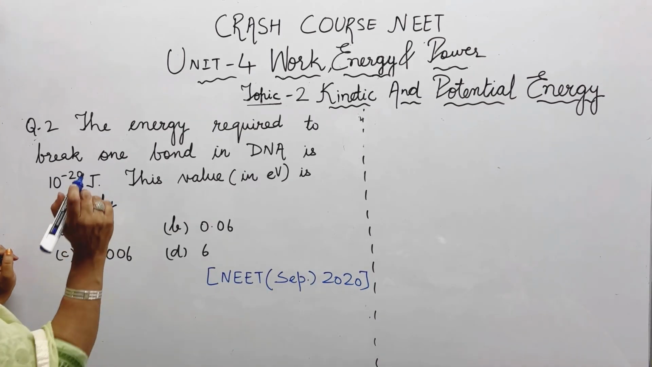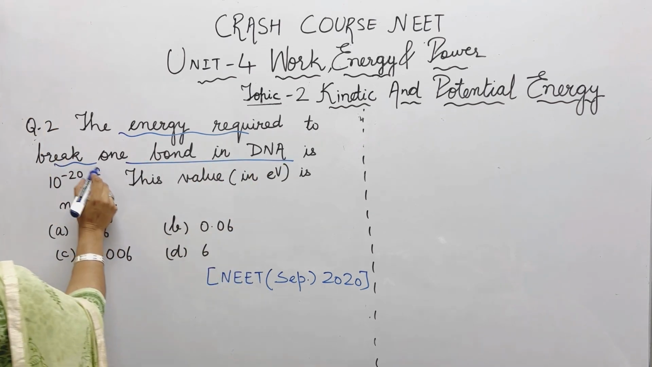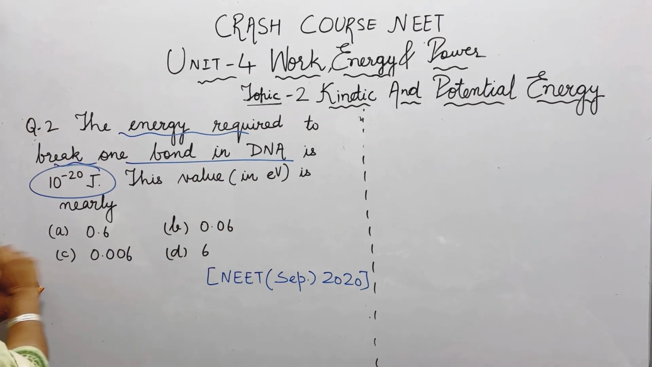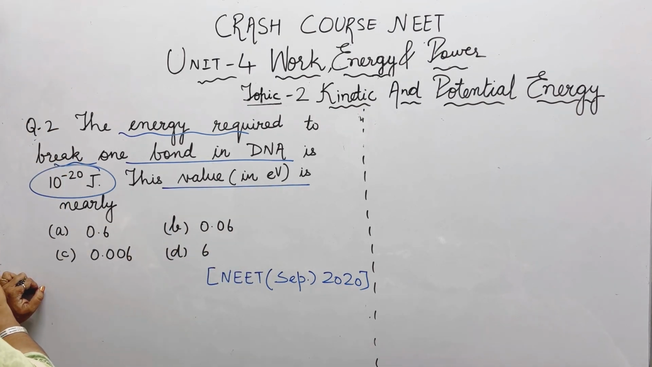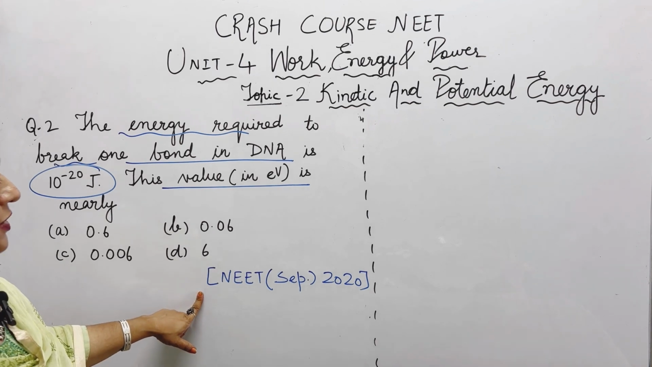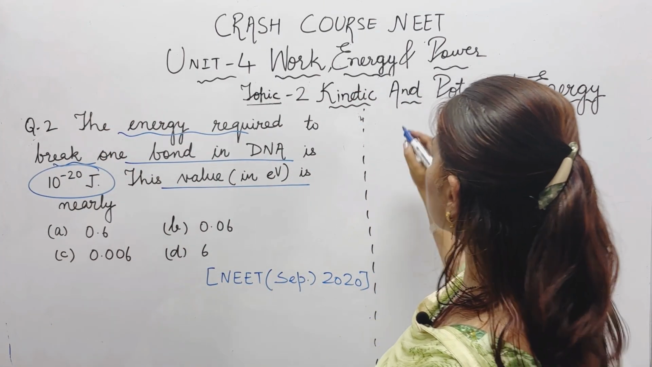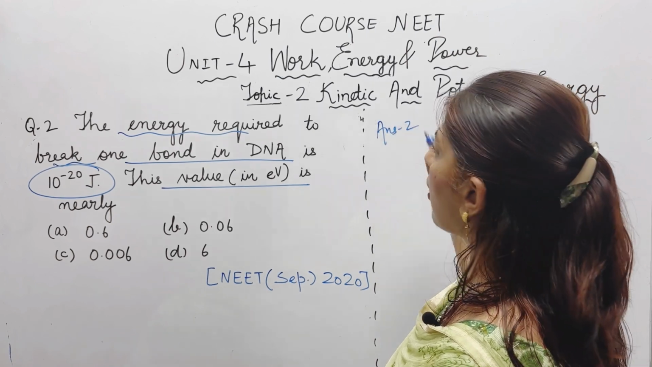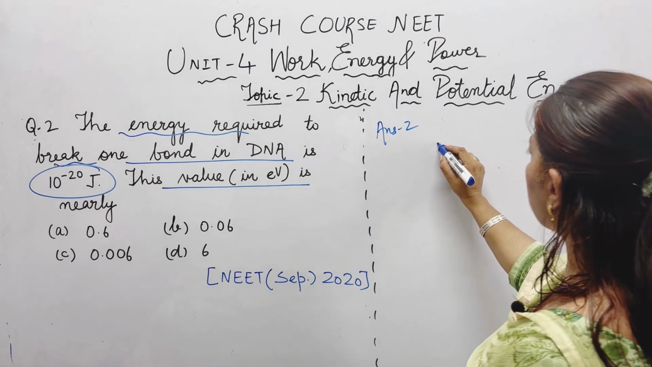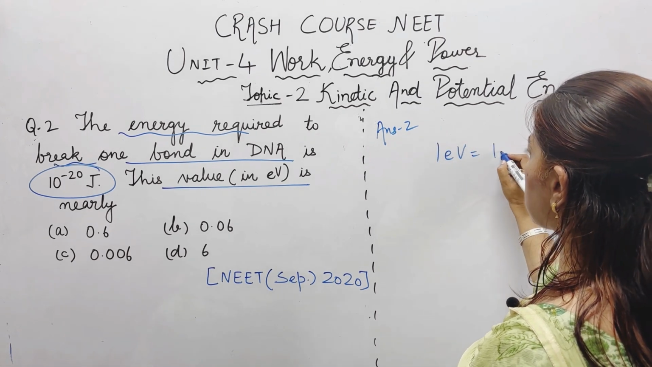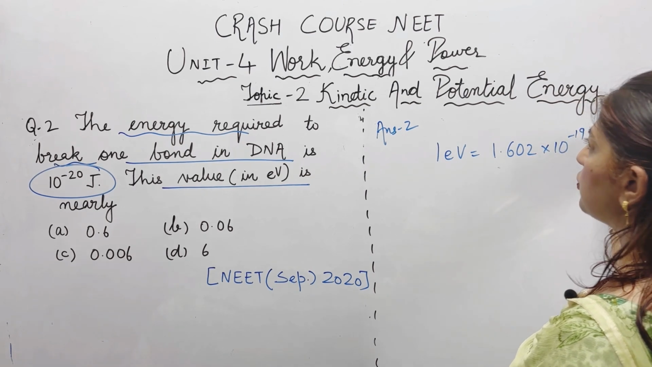Question number 2, the energy required to break one bond in DNA is 10 power minus 20 joule. This value in electron volt is nearly, and the options have been given. This question has come in NEET September 2020. Now, to solve this question, we must know how many electron volt are there in a joule. We have got the relation 1 electron volt is equal to 1.602 into 10 power minus 19 joule.